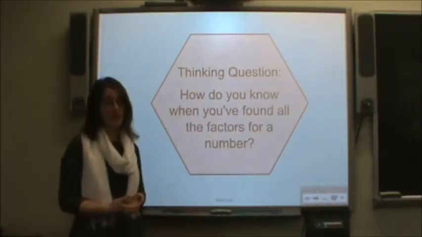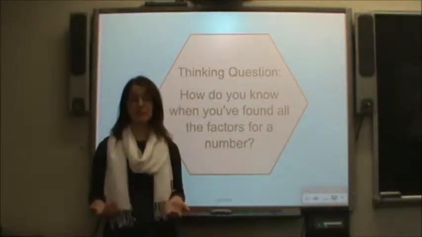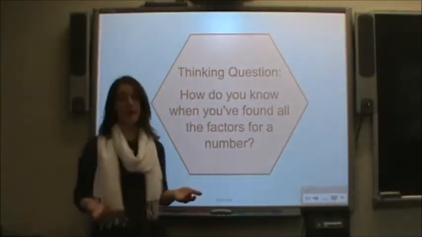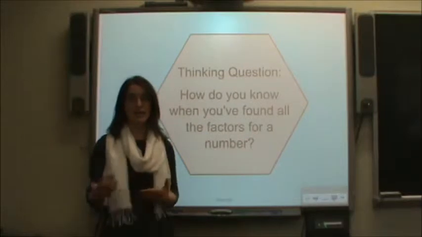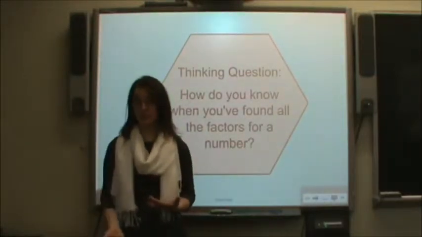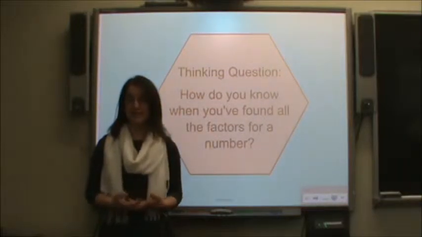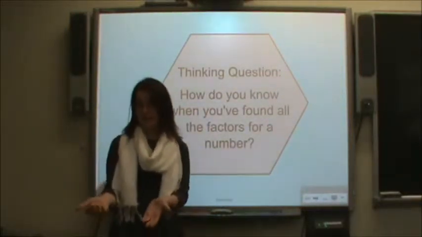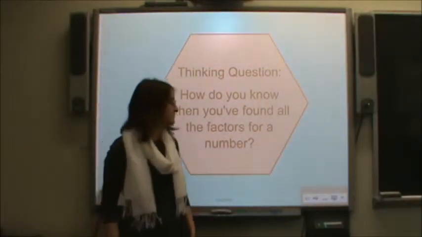Well, depending on what strategy you use, that can differ. But for me, I use the rainbow strategy. And that means I know I have found all the factors when I get to the middle of the rainbow and I hit a number that I have already used or have already written down. If I'm asking myself, what does 6 times what equals 18, and I've already put down a 6, then I don't need to ask myself that because I'll just be finding duplicates.